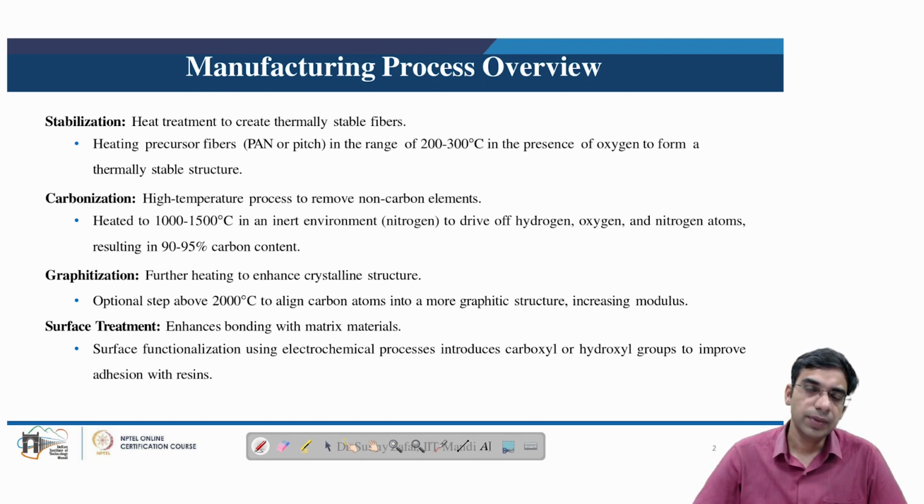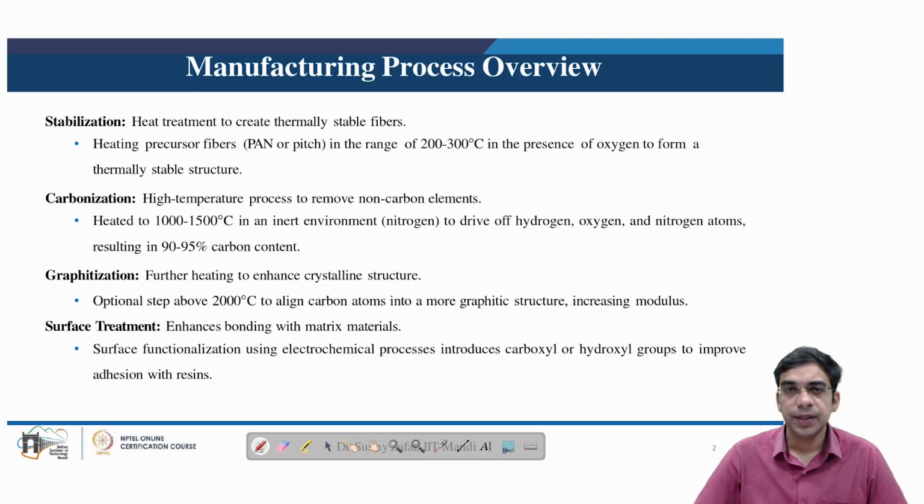The next step in the manufacturing of carbon fibers is the carbonization step. So this step involves a high temperature process to remove non-carbon elements. Heating in the range of 1000 to 1500 degrees Celsius is done in an inert environment of nitrogen to remove hydrogen, oxygen and nitrogen atoms, resulting in 90 to 95% carbon content.